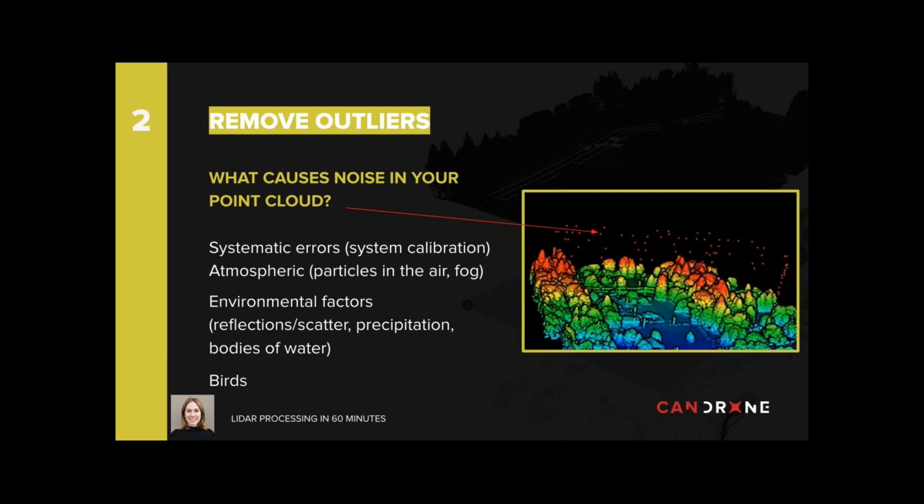It's always a really good idea to run an outlier removal algorithm on your point cloud to get rid of any noise above or below your point cloud. But why do we even have this sort of noise in the first place? The main contributors to noise include systematic errors, atmospheric factors, so particles in the air, usually fog, as well as environmental factors, including reflection, scatter, precipitation, and bodies of water. And lastly, birds often create a fair amount of noise.